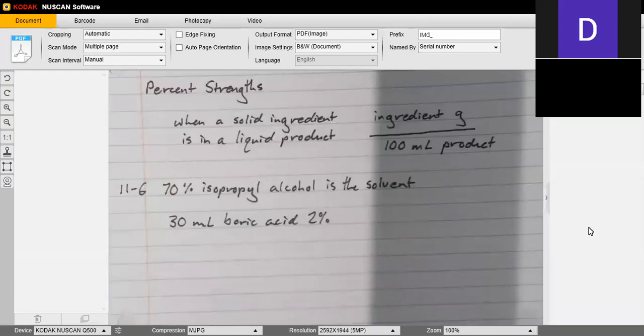All right, guys. So I am back talking about percent strengths. This is another concept that might be a little bit hard to get when you first start looking at it, but when you hear it explained, it makes a lot of sense.